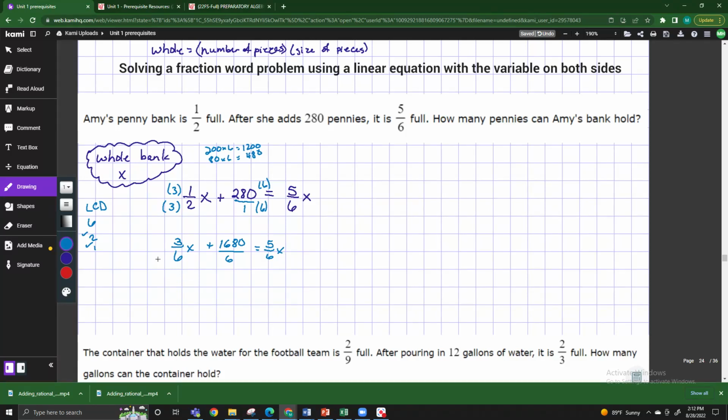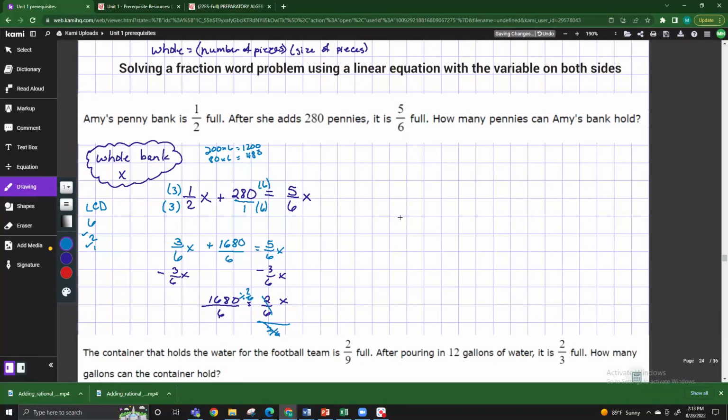And then I can move all my x's together. So I'm going to subtract 3/6x from both sides. Now remember what I'm subtracting: I can subtract the tops, and it's going to become that over the denominator. So I have 1680 over 6 equals 2/6x, because 5 minus 3 is 2. Now I can solve this by dividing by that coefficient. So I can go divided by 2/6, that will cancel out, and then I do the same over here, divided by 2/6.